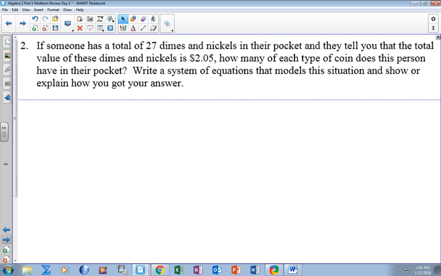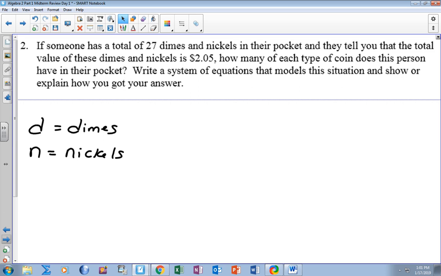So here, the first thing we want to do is define our variables. Since we have dimes and nickels, I'm going to say let D equal dimes, right? And my N is going to equal nickels. If you like X and Y, you can use X and Y. It's just that sometimes when you're doing story problems, it's easier to use letters so you can remember what they're talking about, right? Okay.